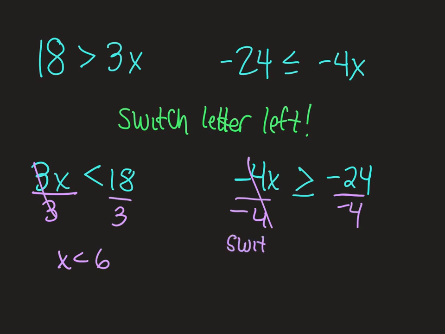Sometimes we have to switch twice. Why are we switching again? Because we're dividing by a negative number. Over here, we did not divide. Purple stuff was not negative. Purple stuff is negative, so I've got to divide by negative, which means I switch again. So now it's less than or equal to, and it will end up being a positive 6.